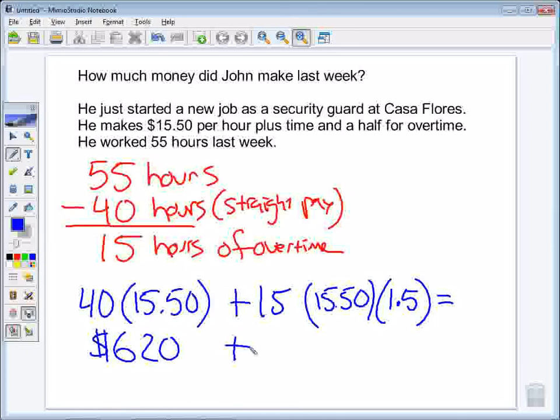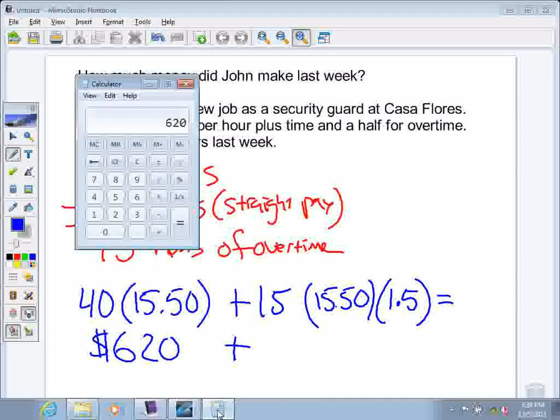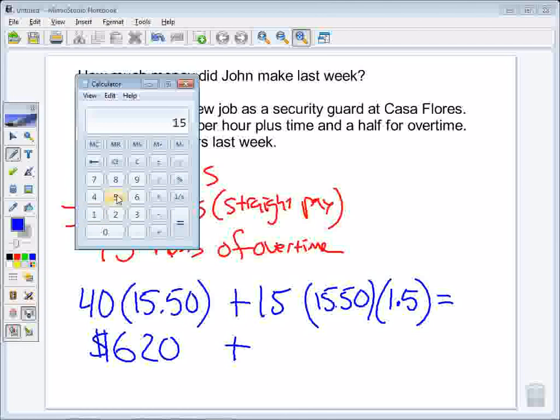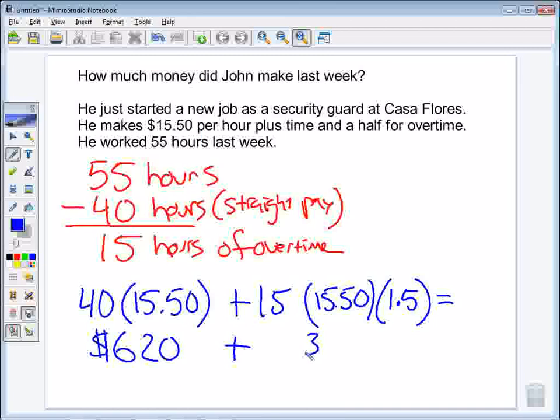And now we have to add to it what he made for his overtime. So his overtime, we see, was 15 hours times his straight pay, which is $15.50, times time and a half. He earns time and a half. And that gives me $348.75. And that's how much he made with his overtime.